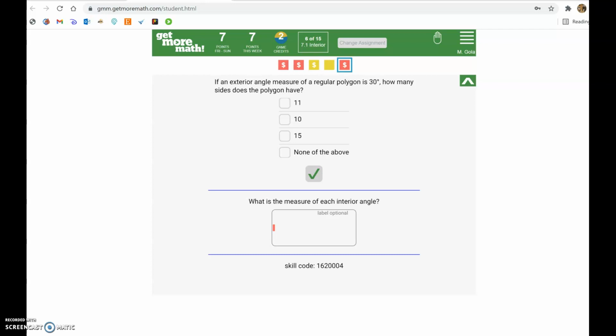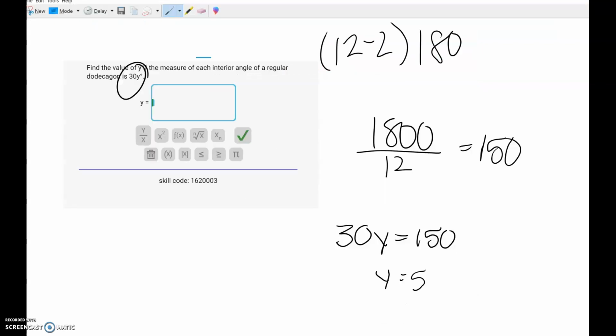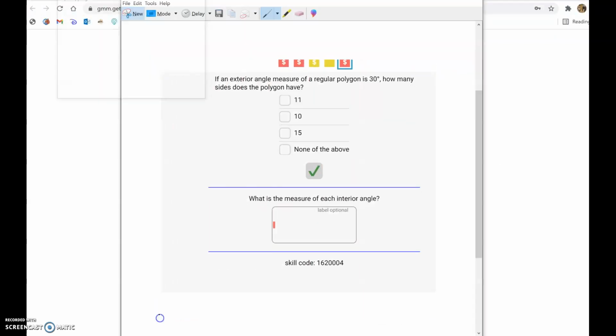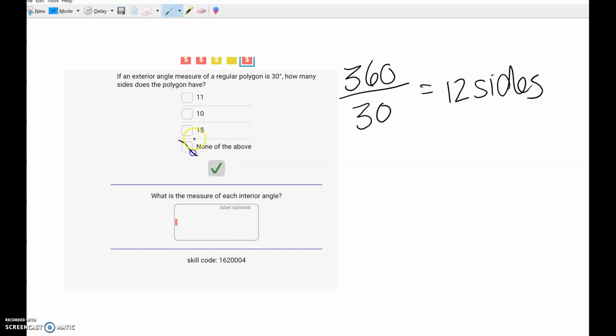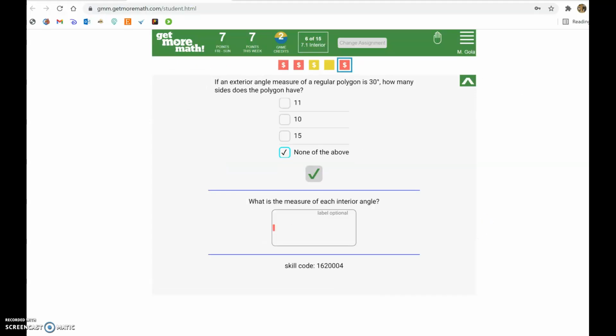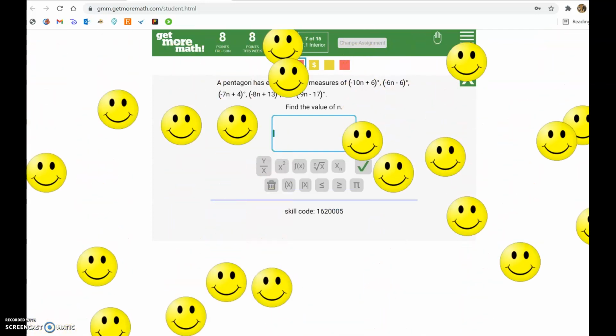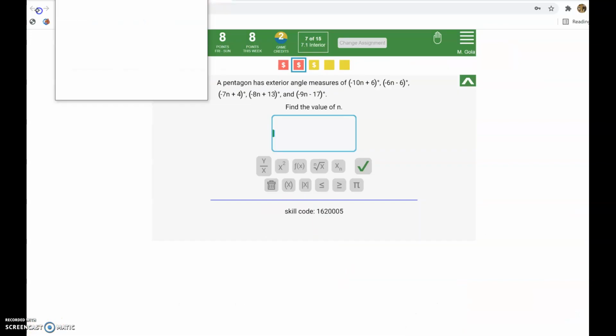If an exterior angle measure of a regular polygon is 30, how many sides does the polygon have? So this is another one like we encountered where you have to use your exterior angle theorem to figure out how many sides it has. So we know the exterior angle sum of any polygon is 360, divided by each individual angle. So that means there are 12 sides. Then we can use this 30 for this one and do 180 minus 30, which is 150. And 150. Woohoo. Okay.